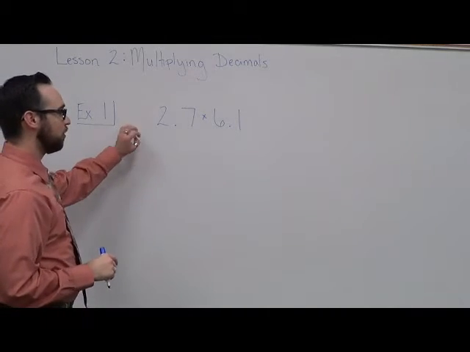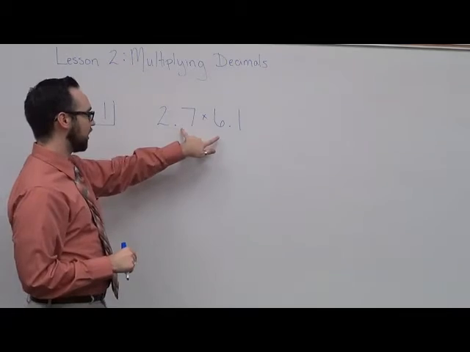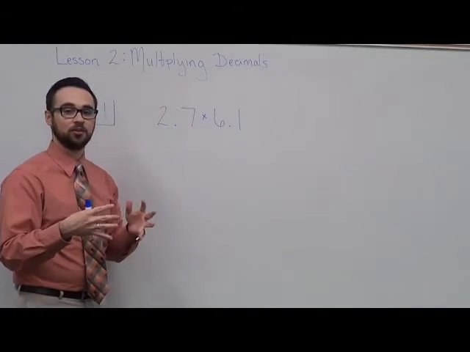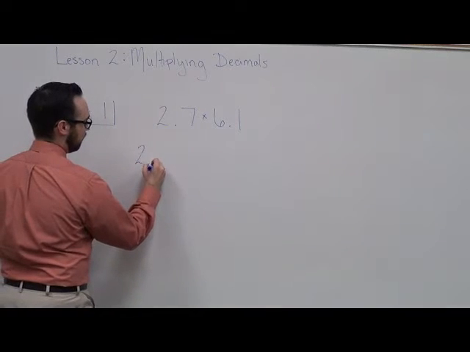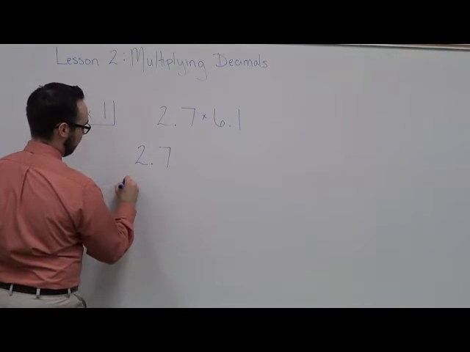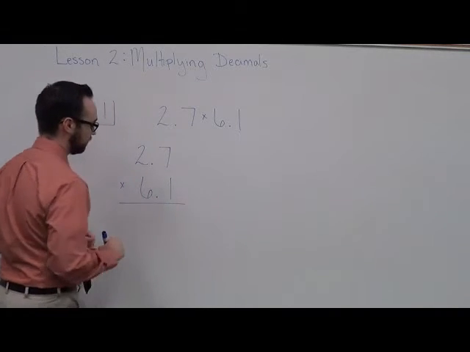The important part, you can multiply these just like you would multiply normal numbers. The only difference is you have to count and pay attention to how many place values to figure out where to put the decimal in the end. So I'm going to go ahead and rewrite this vertically to make it a little easier to multiply.